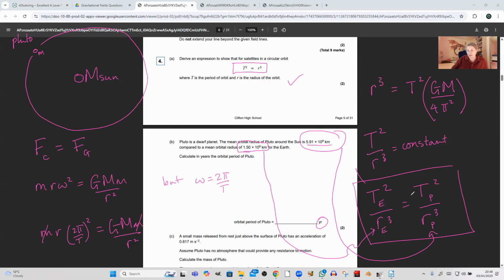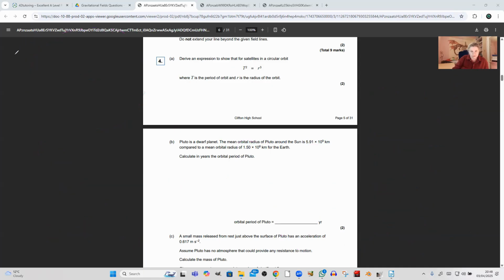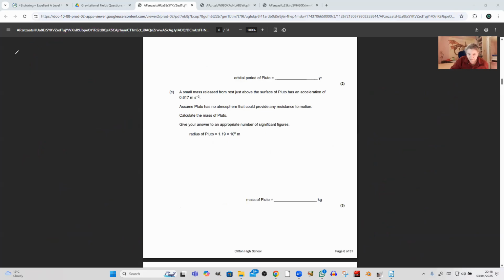So if we keep years, we're going to end up getting our orbital period of Pluto in years. So I can just multiply this by rp cubed, and we get tp squared, and we have to take the square root. Okay, so hopefully that's fairly straightforward. So that was good. I wanted to move on to the graph, so I'm going to zip on.